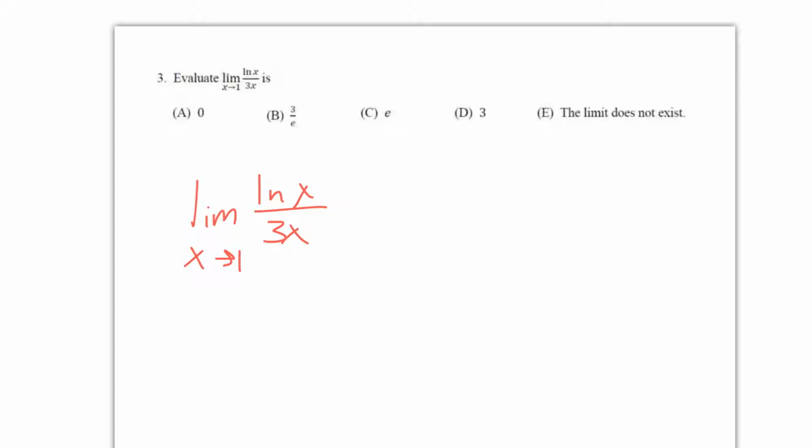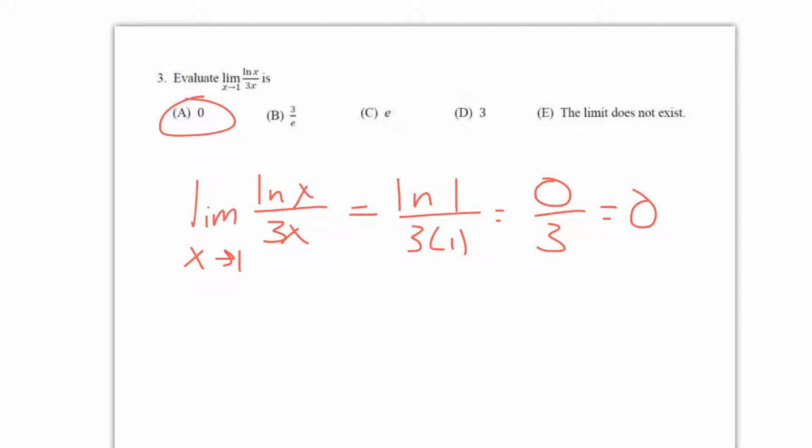This next problem is supposed to evaluate this limit as x approaches 1. We can once again use direct substitution. So we get natural log of 1 over 3 times 1. The bottom is obviously 3. The top, if you remember from pre-calculus, is obviously 0, and that makes this 0, which is answer A.